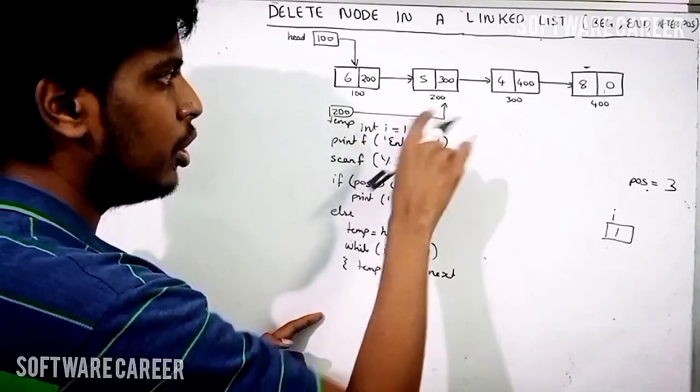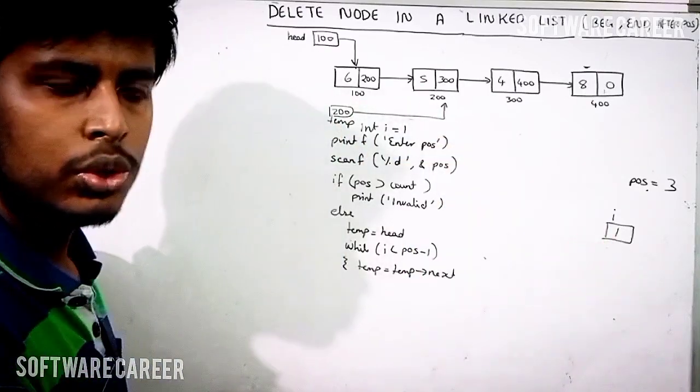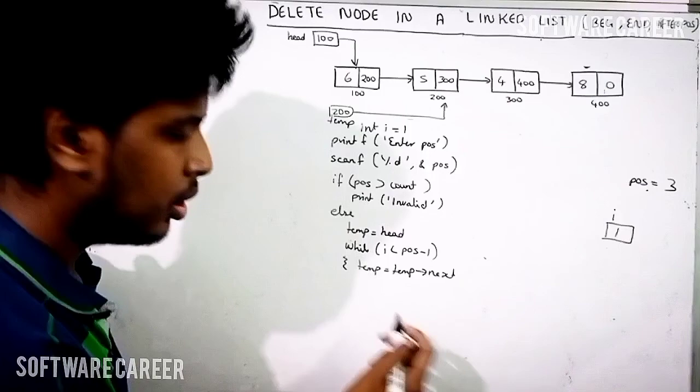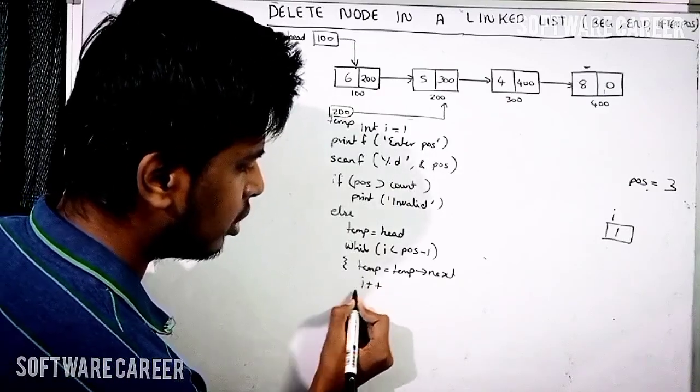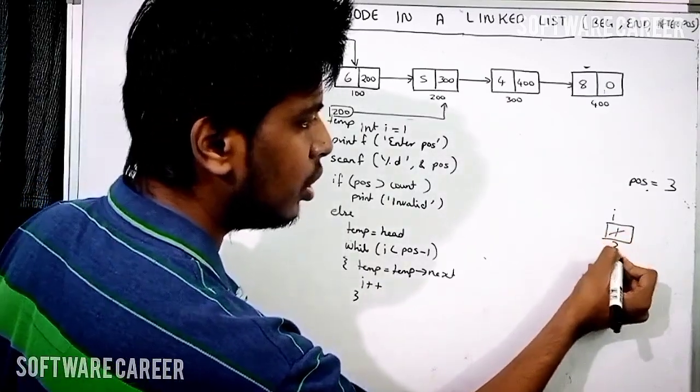Now this temp is pointing to the second node. That means i should be 2. So I should increase the i value by 1. So I am writing i plus plus. Now 1 is updated to 2.